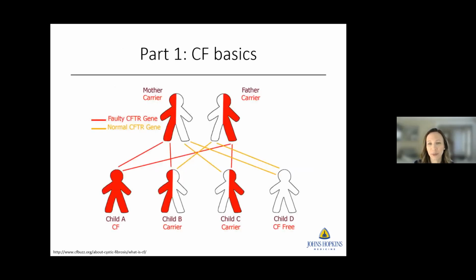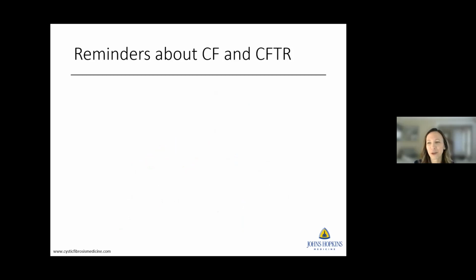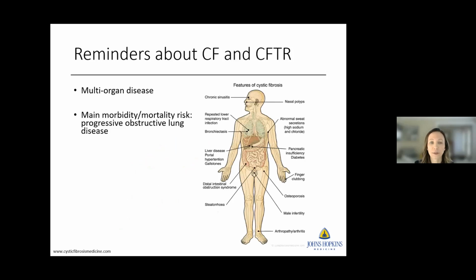So part one, CF basics, and I promise I won't start so basic back at autosomal recessive inheritance, other than just to remind you that CF is autosomal recessive. But generally, I know that most people don't do CF every day, so I have just a few slides of basic reminders. This is a multi-organ disease, cystic fibrosis, and its main morbidity and mortality risk comes from progressive obstructive lung disease. So the figure on the right, that we affectionately in our lab call CF man, shows all of the different body systems that can be affected by this condition.